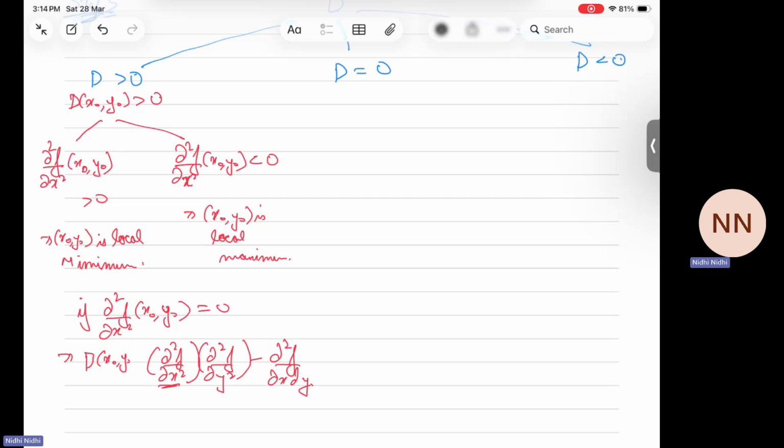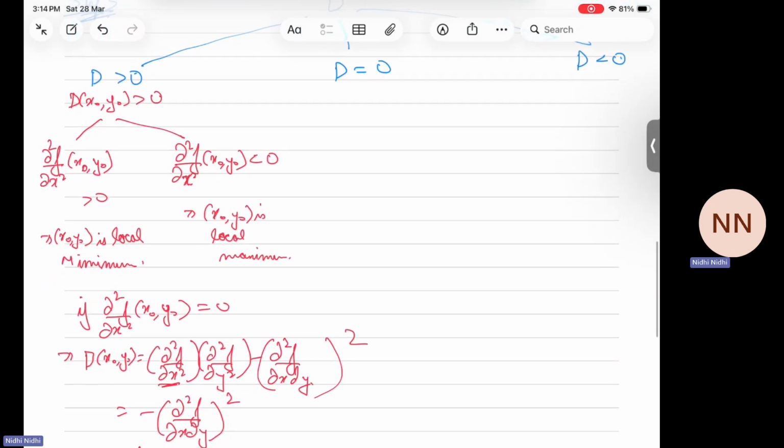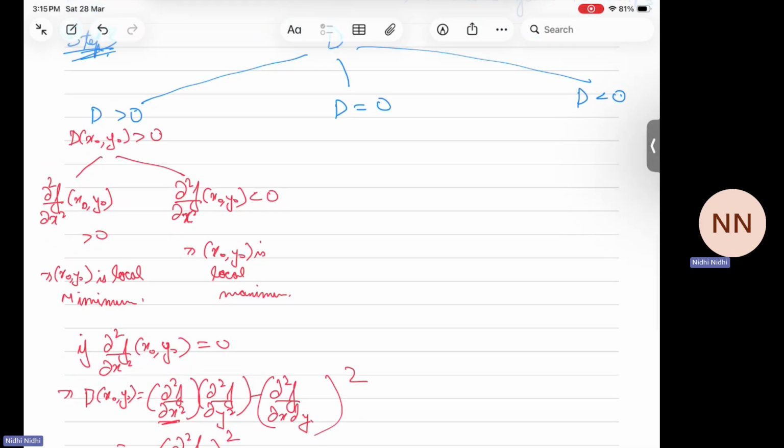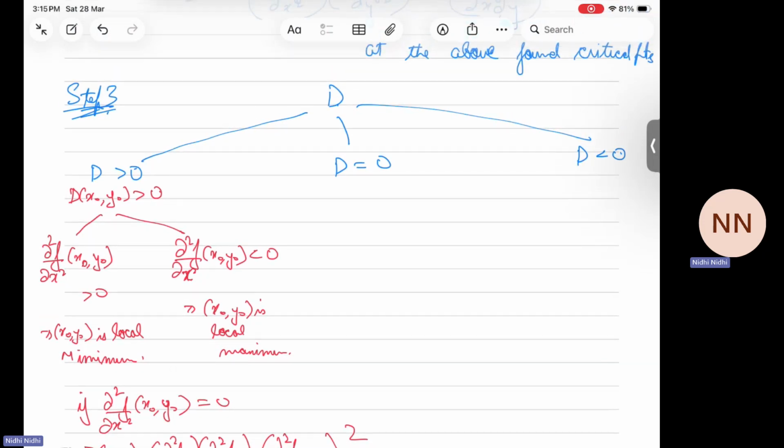X naught, y naught. Now since this first term was 0, we would be left with just minus del 2f by del x del y square. Then it can never be positive. Therefore, this case won't happen. So basically, in this case, this second derivative with respect to x would be either positive or negative. The case 0 cannot happen. Therefore, if D is positive and further the second partial derivative with respect to x is positive, then we get the local minima. And if the second partial derivative is negative, in that case we get local maxima.